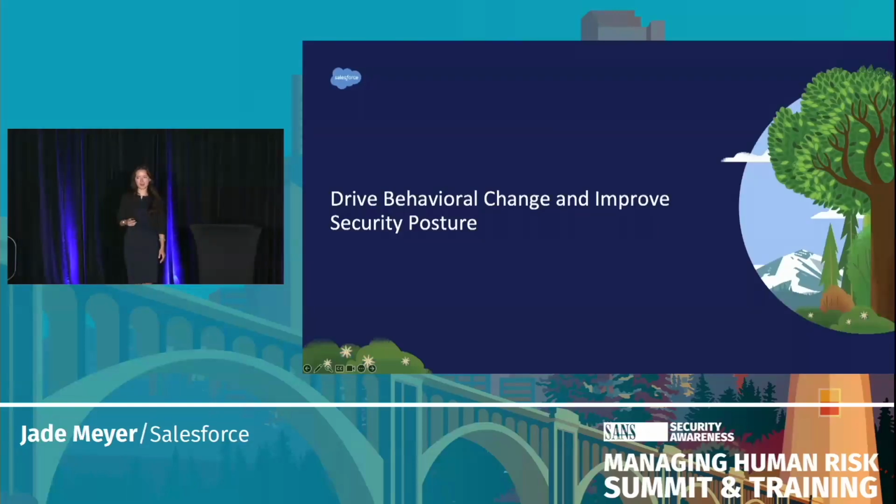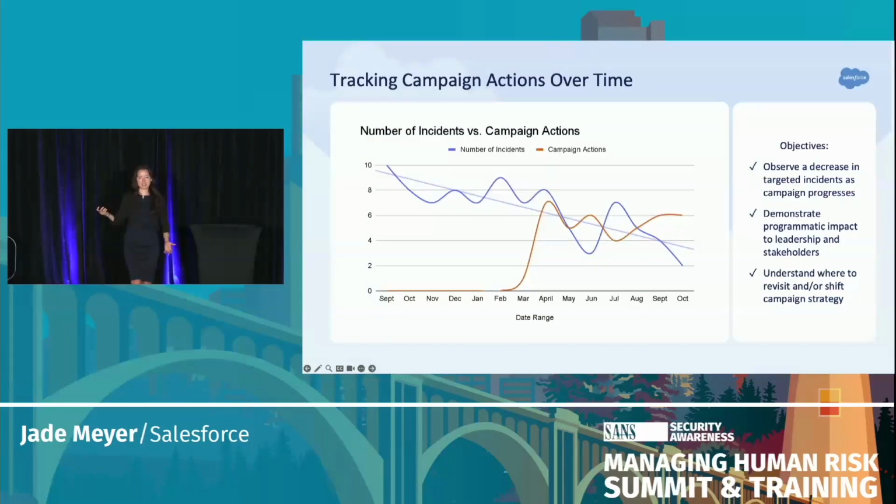All right, so tying this all together, we've talked about the data, we've talked about tying it into education and training. Now, how do we demonstrate that we've driven behavioral change and also improved our organization's security posture? Well, surprise, surprise, data comes back in. So again, all hypothetical data, as it has been throughout this entire presentation, but the objective of this would be to track campaign actions over time and observe a decrease in the targeted incidents as a campaign progresses.